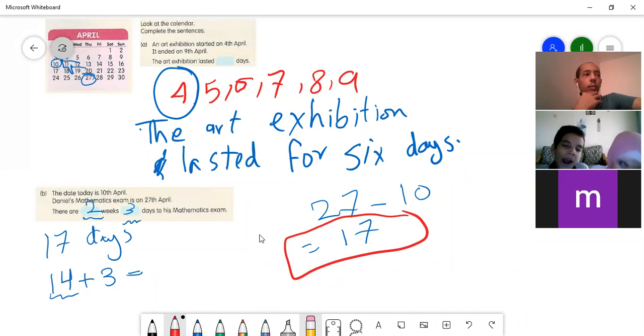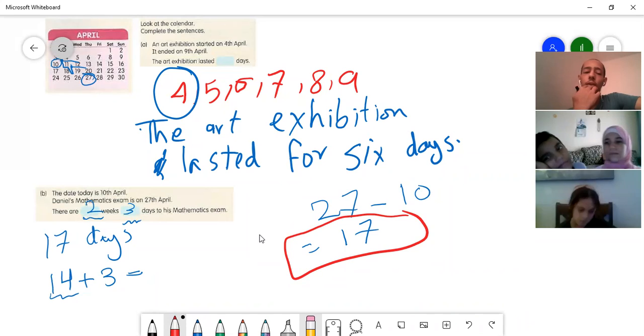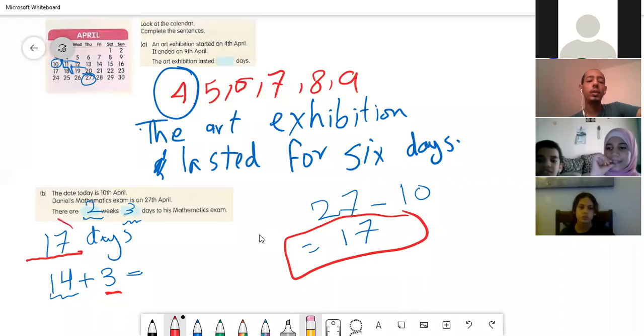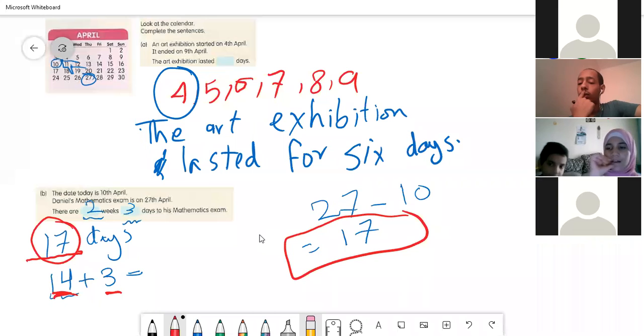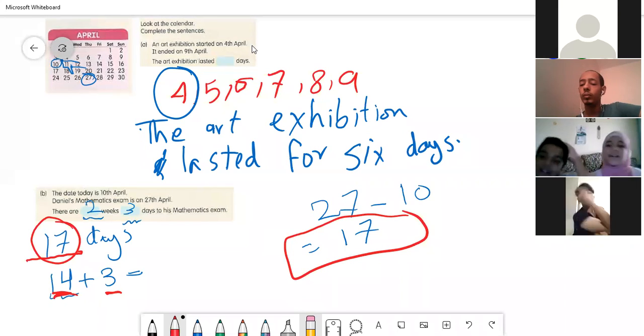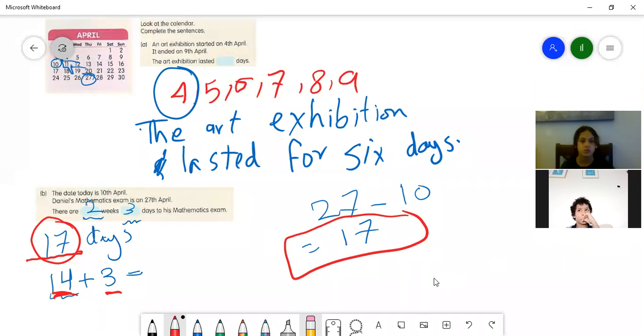7. 1 week, 7 days. Another week, another week. 7 plus 7 is 14. How many days are there to 17 after the 2 weeks? 3. Yep. To count 17 days from 14, 3 days. Yes, I understand. Isam, did you understand? Isam looks like he didn't understand.